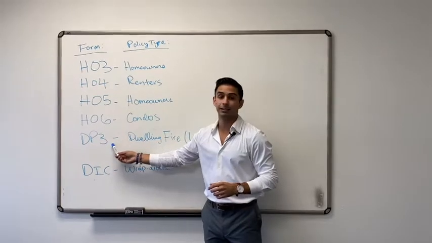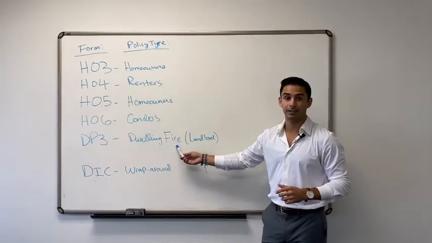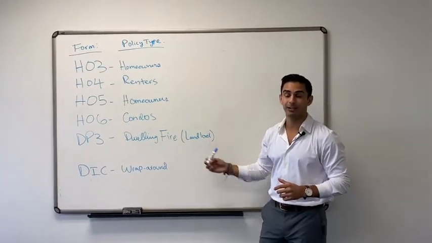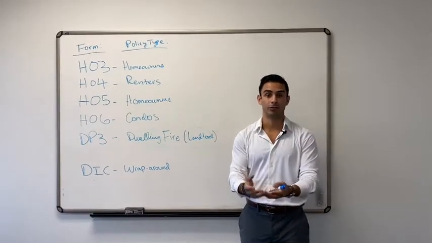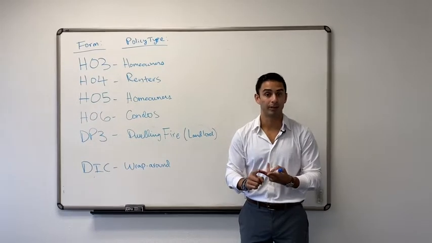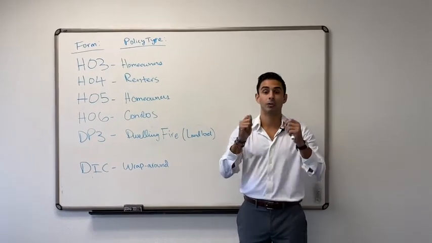The DP3 is the next one. It's a dwelling fire policy, or also what's called a landlord policy. Similar, kind of like a homeowner's policy, but you rent out your home. So it's a single family residence or a duplex or a triplex that somebody rents from you.